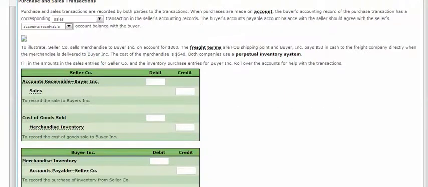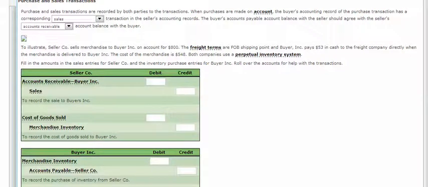To illustrate, Solar Company sells merchandise to the buyer Inc. on account for $800. The freight terms are FOB shipping point, and the buyer pays $53 in cash to the freight company. Make sure you look up that term, FOB shipping and FOB destination, so you understand that term. The cost of the merchandise is $548. Both companies use the perpetual inventory system, so we're going to fill out the amounts.